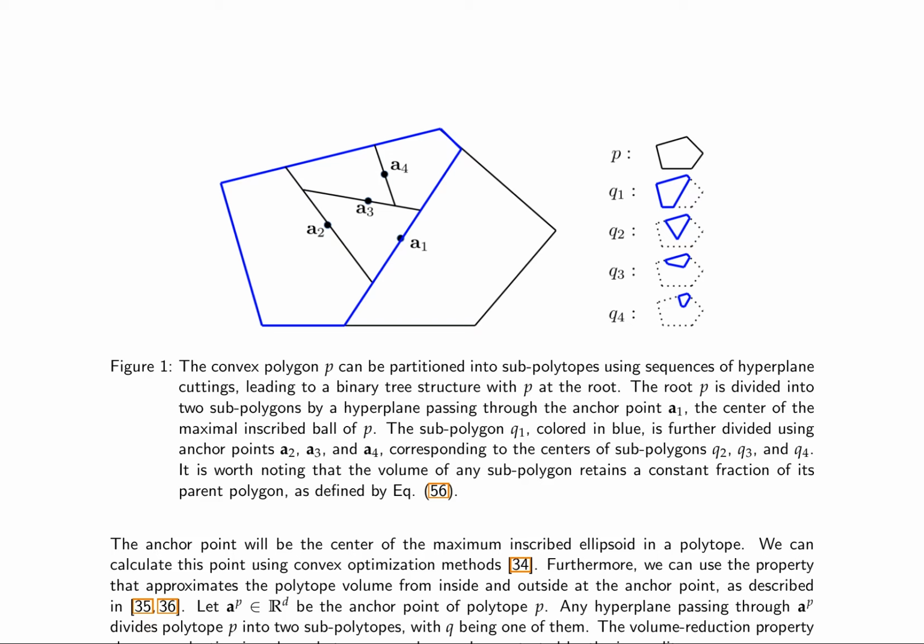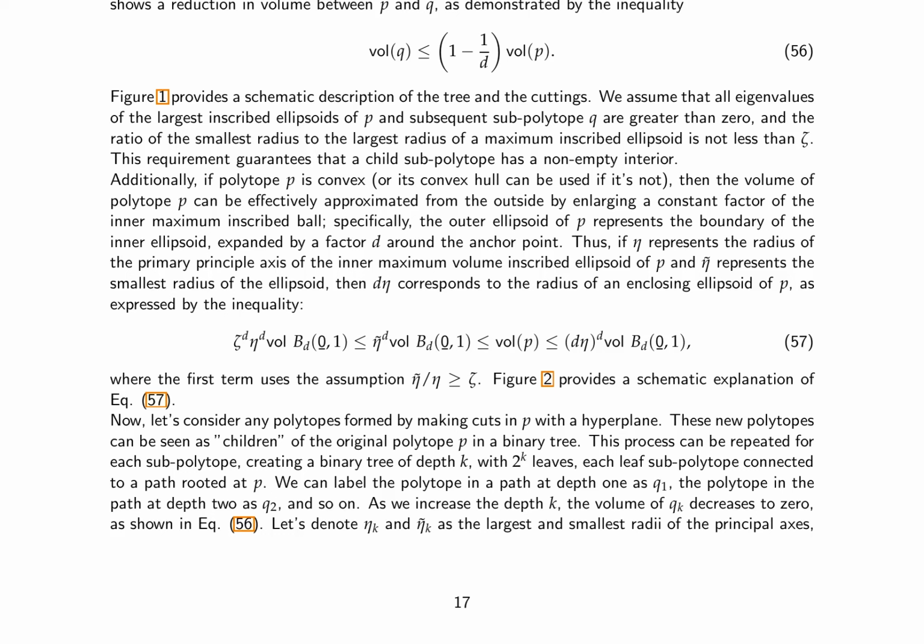The anchor point of a polytope is defined as the center of the maximum inscribed ellipsoid, which can be calculated using convex optimization methods. The volume reduction property is demonstrated by the inequality volume(Q) ≤ (1 - 1/d) volume(P), where Q is a subpolytope of P. This property ensures that the volume of a subpolytope retains a constant fraction of its parent polytope.